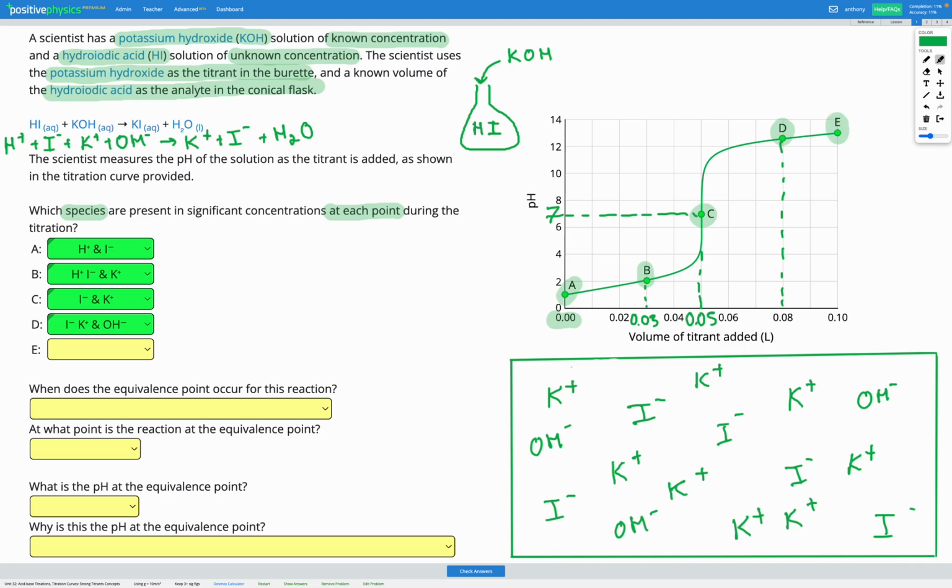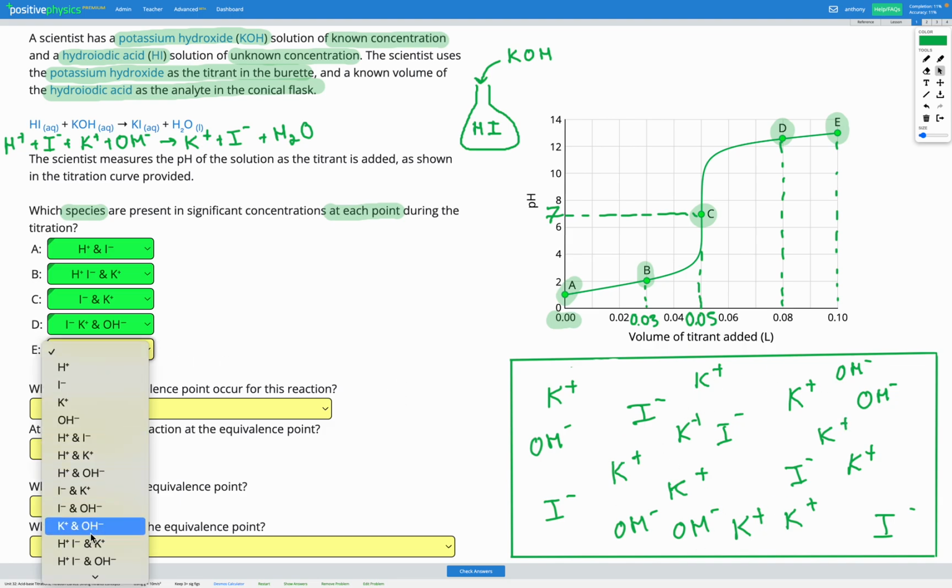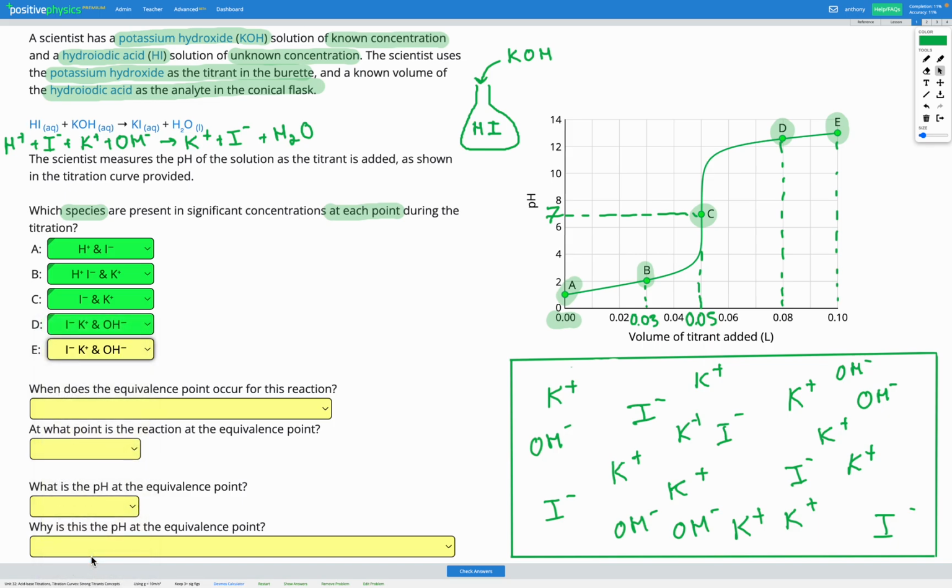Finally, at E, we're just adding more potassium hydroxide now. Now we've got 0.1 liters of potassium hydroxide added. So I'm just going to add some more potassium hydroxide, more K+ and more OH-. So the composition of our solution hasn't changed. We've just got more K+ and more OH- in there now. So it's going to be the same as the last one. We've got I-, K+, and OH-. Awesome. Okay, so we've gone through and figured out what species are present in significant concentrations at each point.